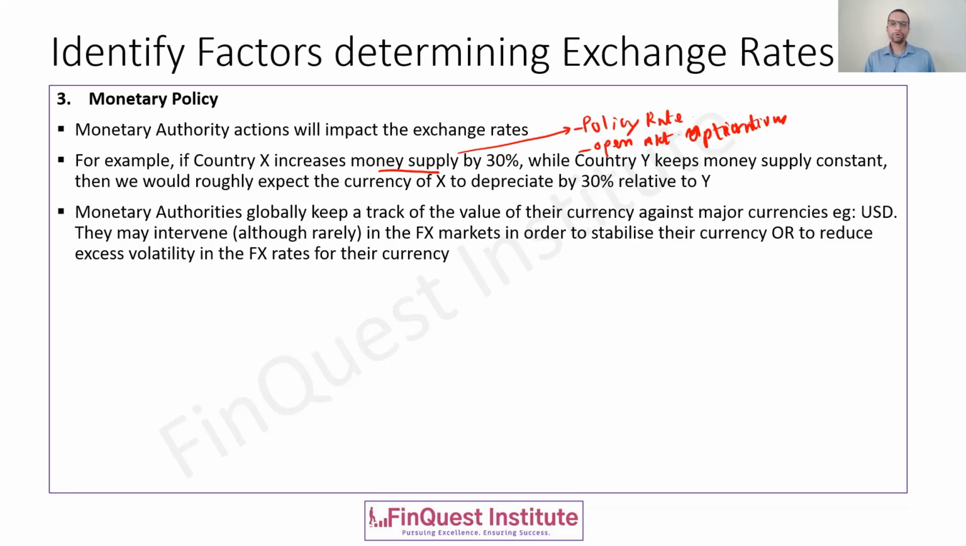So at that time, the monetary authority might decide to intervene, and that way they may want to stabilize the country's currency vis-a-vis their major other currencies. So, for example, in India, we mainly look at the USD INR rate as a benchmark whenever it comes to stabilizing the rupee.